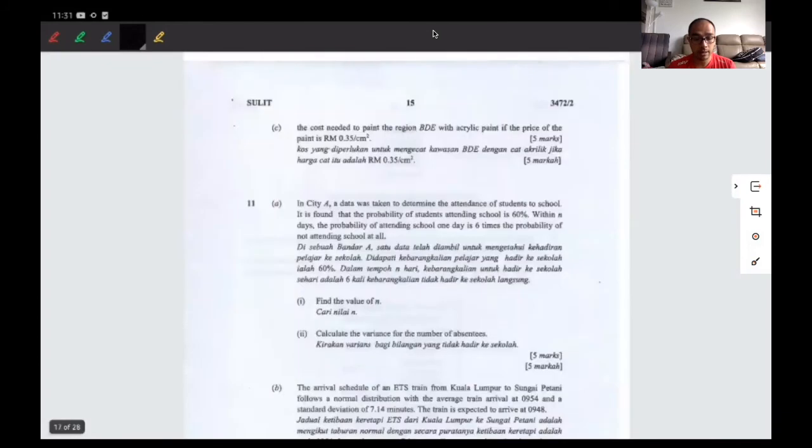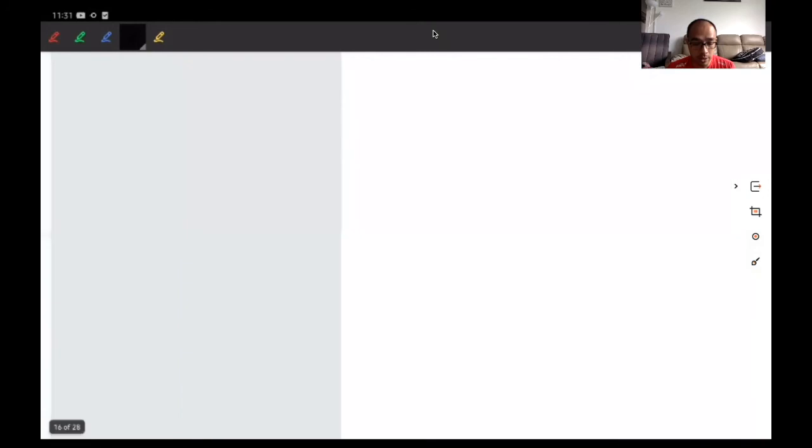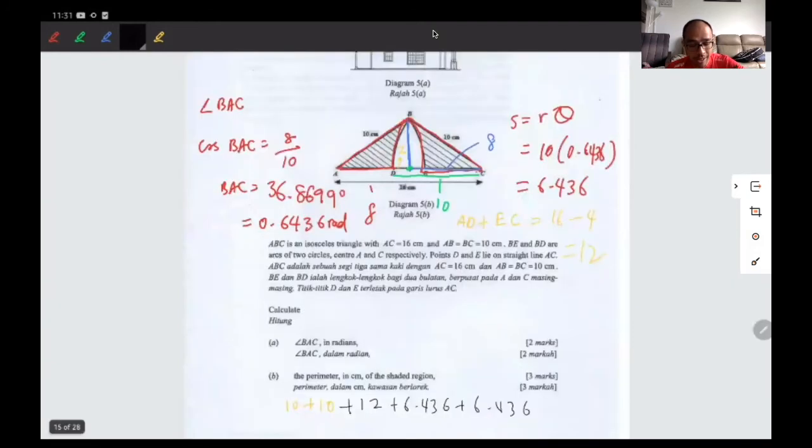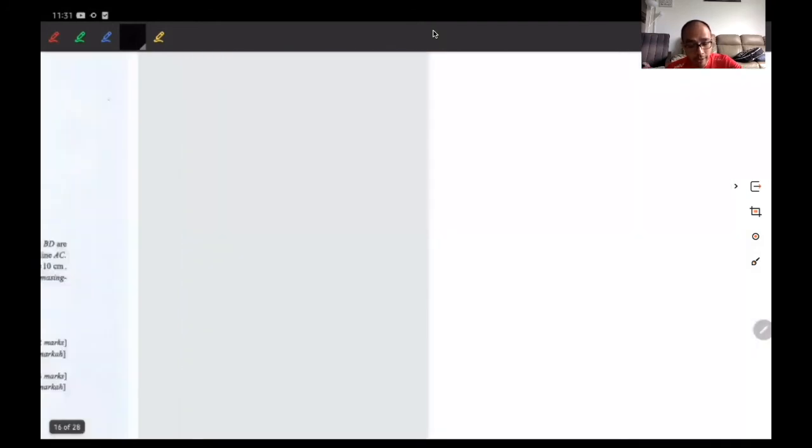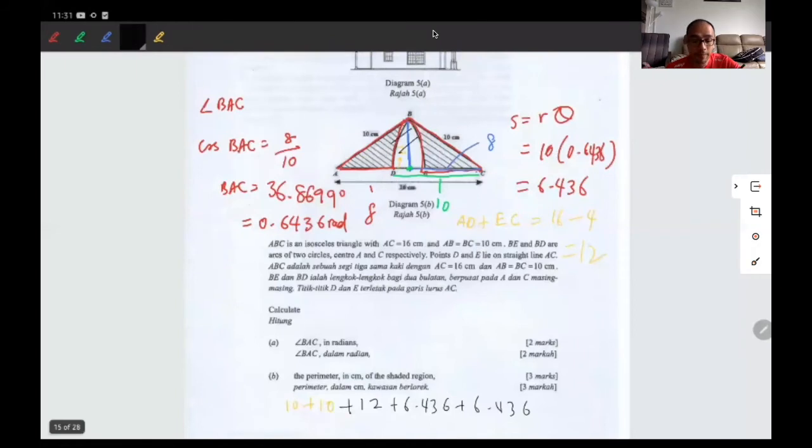Oh, I have an extra space. The cost needed to paint the region BDE with acrylic paint if the price of paint is 35 cents per centimeter squared. So I want to find this area. Oh, so annoying.